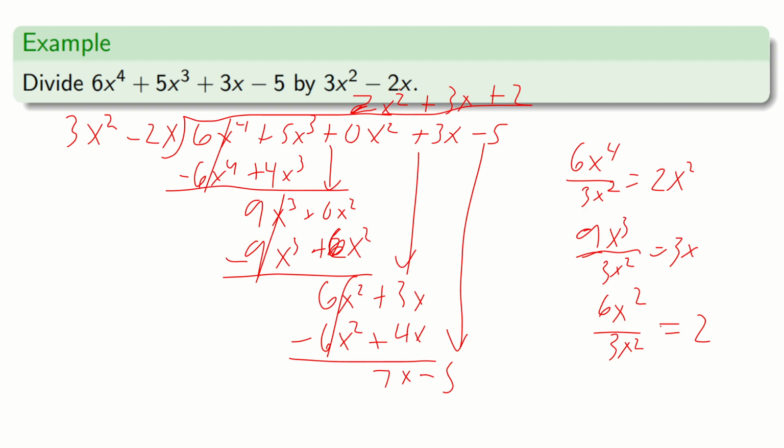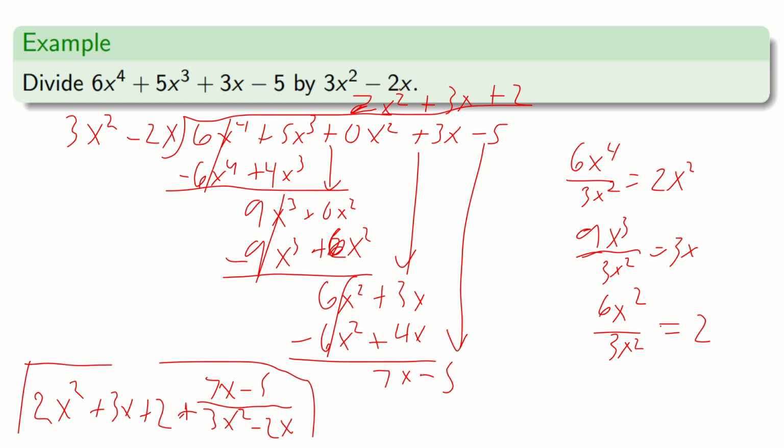Okay? Well, there's nothing else I can do here. I'm done. I'm stuck now. So the final answer to this question is 2x squared plus 3x plus 2 plus a remainder of 7x minus 5, and that is divided by 3x squared minus 2x. So what I have in this box is our final answer to this question. Okay? So it's not pretty, but it's the answer.